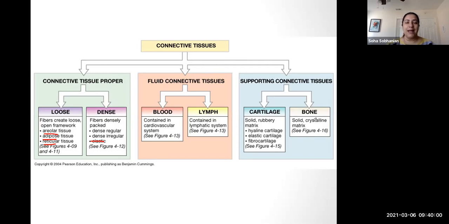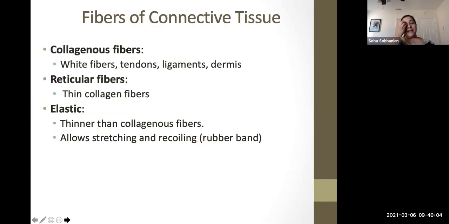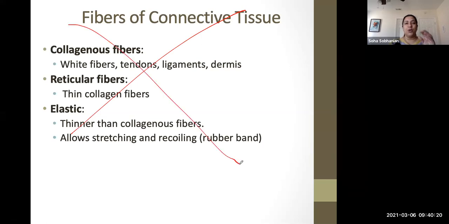So let's take a look at each of these connective tissues. Again, we're keeping things really simple, guys. We're trying to go as basic as possible in terms of what you need to know for tissue identification. So I'm going to ignore this slide for you guys. You don't need to know about this, as far as each of the tissues, you don't need to specifically know this type of information.